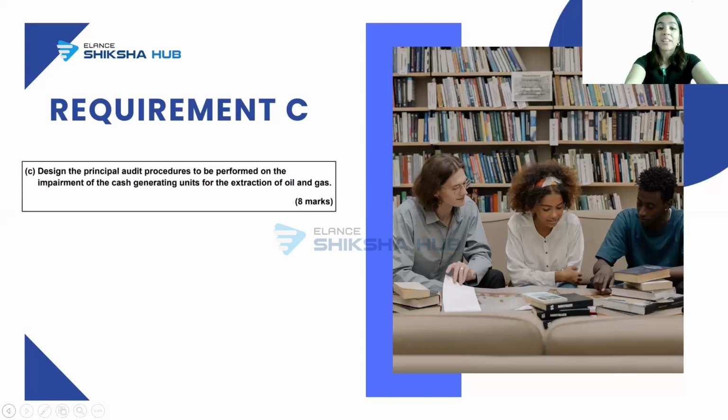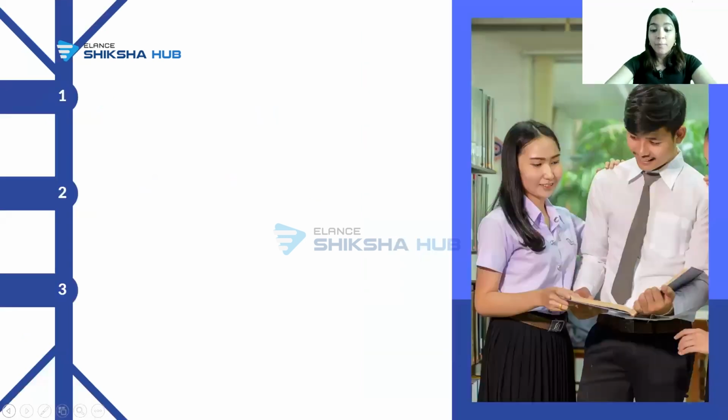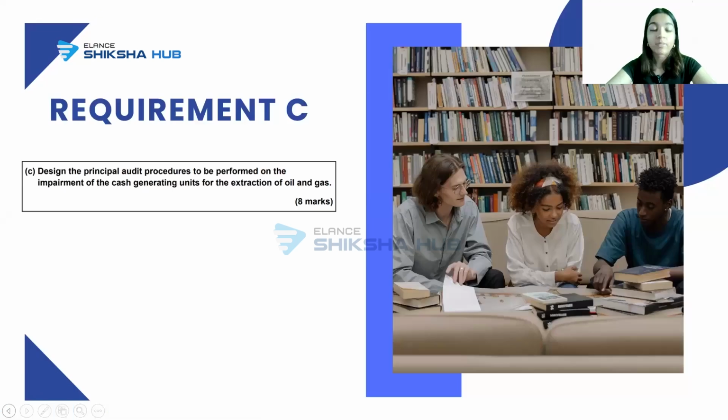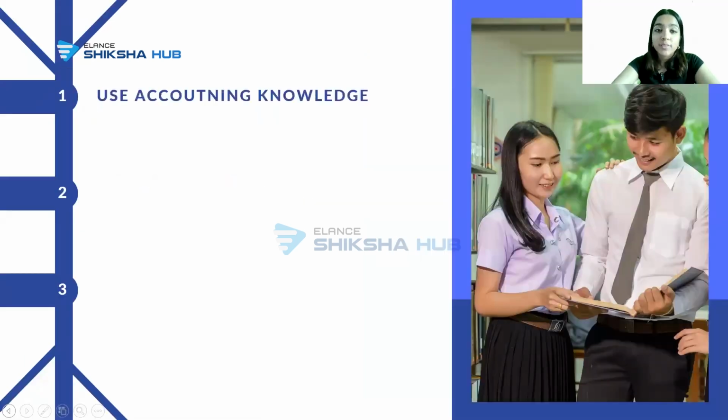Now, when it comes to principal audit procedures, please focus on what is being asked. Principal. Writing general procedures or non-principal procedures like cast will not fetch you marks. Fine. Then what is being asked? Impairment of CGUs. So if you write any other procedure related to the bank and everything, you will not get marks. Eight marks, eight procedures. Easy. Now, use accounting knowledge.